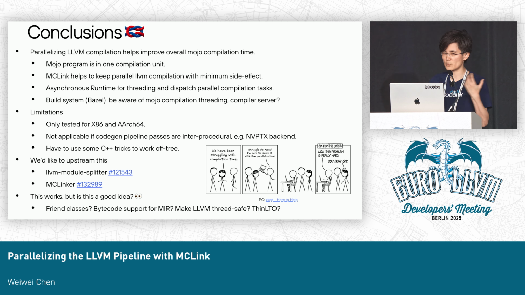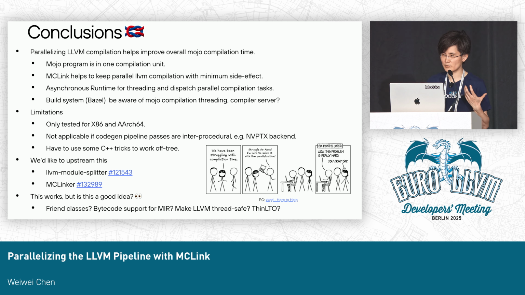But for Mojo, we write different things in different Mojo files, and we import them from each other. So once the parsing is finished, the whole Mojo project is in one compilation unit. We usually have the whole world in one compilation unit. That's why parallelization really helps us speed up the compilation time. And with the help of MCLink, we can parallelize the LLVM pipeline with very minimal side effects.